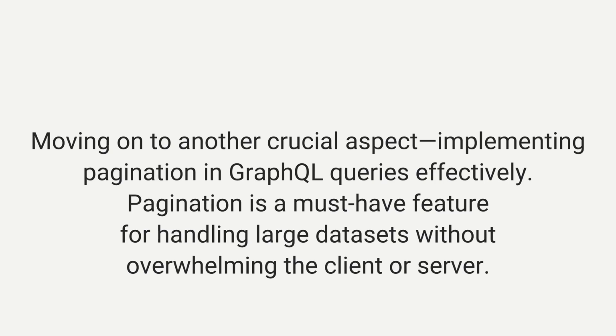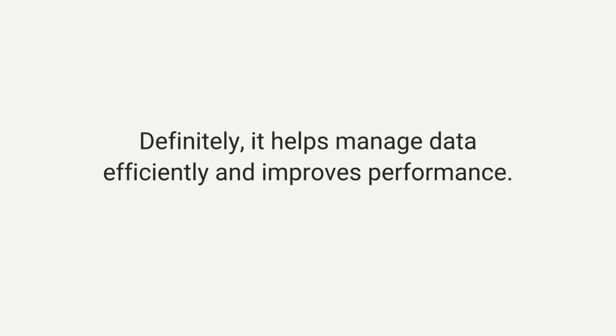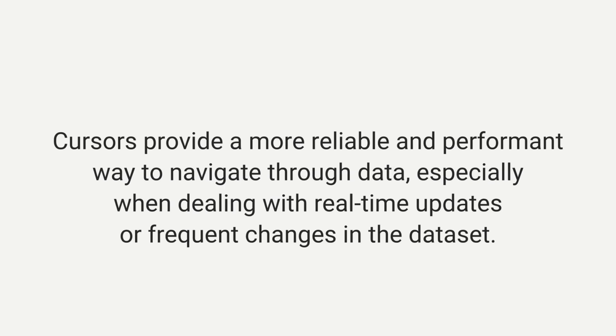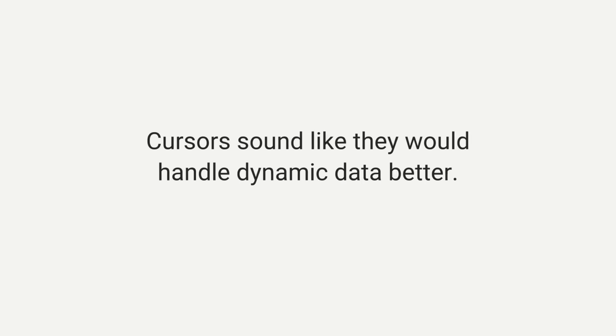Moving on to another crucial aspect, implementing pagination in GraphQL queries effectively. Pagination is a must-have feature for handling large datasets without overwhelming the client or server. Definitely, it helps manage data efficiently and improves performance. Exactly. One effective way to implement pagination is by using cursors instead of traditional offset-based pagination. Cursors provide a more reliable and performant way to navigate through data, especially when dealing with real-time updates or frequent changes in the dataset. Cursors sound like they would handle dynamic data better.